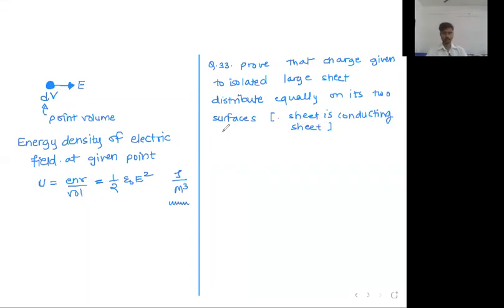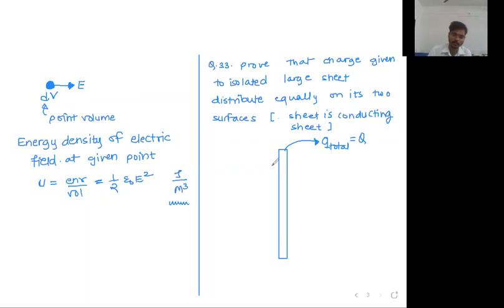Okay, fine sir. Now let me draw the sheet. Let's say you are observing the sheet from the front side, so actually it will look like a line. Let's say the total charge given to the sheet is capital Q.